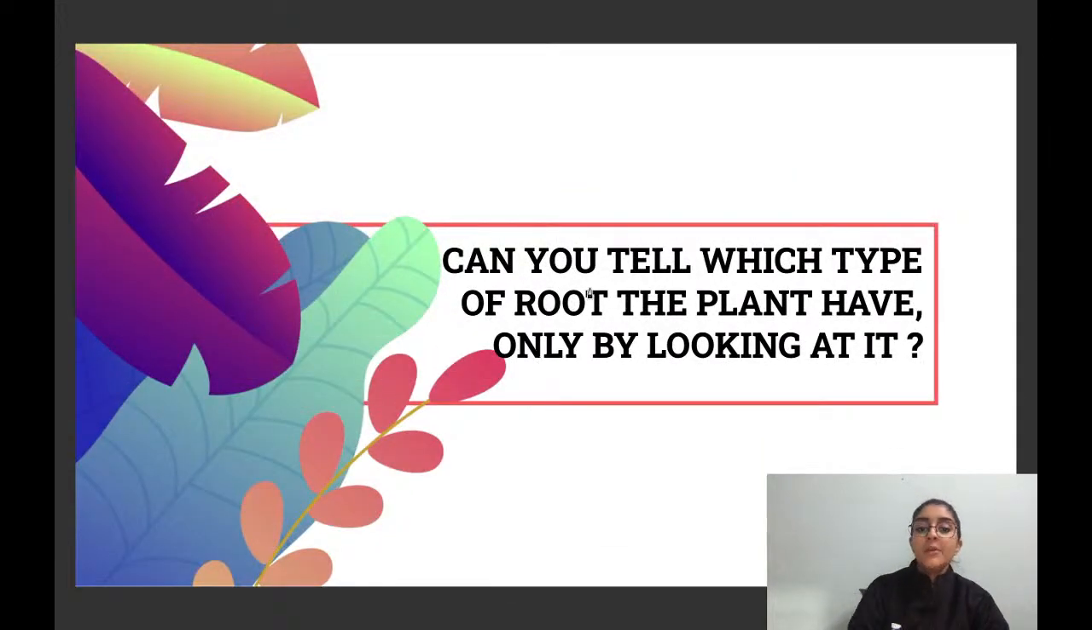Okay, can you tell me which type of root a plant has only by looking at it? Answer the question that is on your screen. Yes or no?